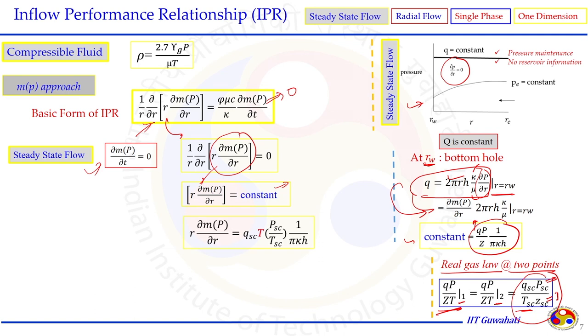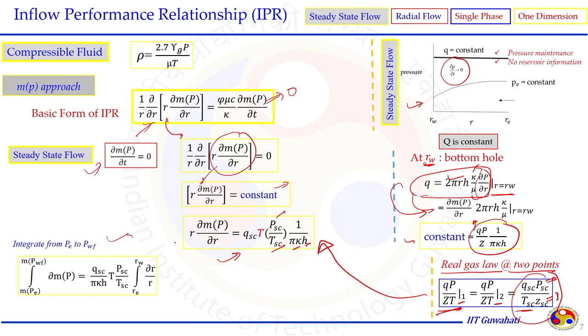So if we put all this together, we are going to get this expression. Now this expression has PSC and TSC, and we can put in the numerical values. It has k and h, which are the reservoir properties. We can integrate this equation from pe to pwf, and finally we get the expression in the form of MP, with a relationship with respect to the radius, and the fluid properties are already included in the form of MP.